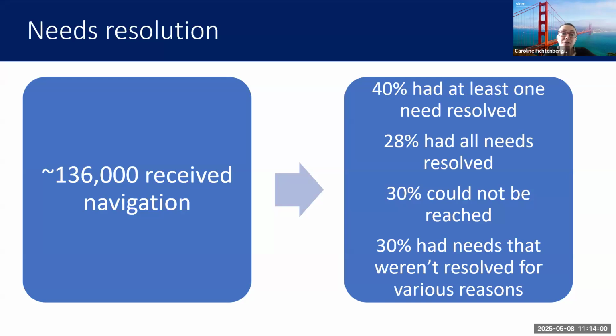Okay, so in terms of needs resolution, first of all, out of the 200,000 that were eligible, about 136,000 ended up receiving the navigation because some of them didn't want it and some of them weren't able to be contacted. Among those, 40% at follow-up had at least one need resolved, and 28% had all needs resolved. In contrast, 30% couldn't be reached, and 30% had needs that weren't resolved for various reasons in terms of the follow-up.